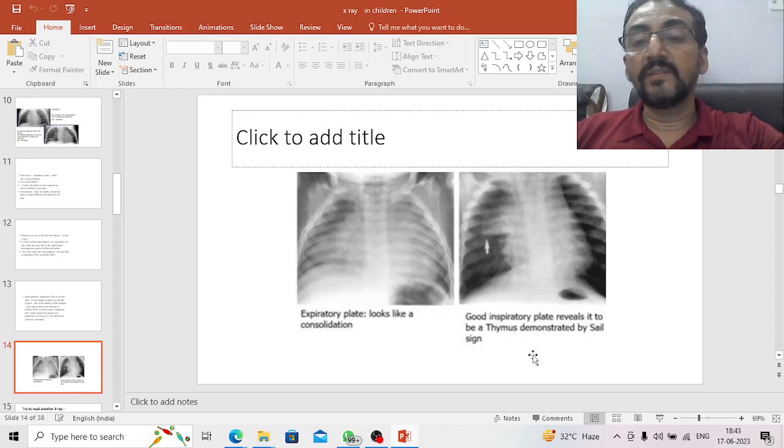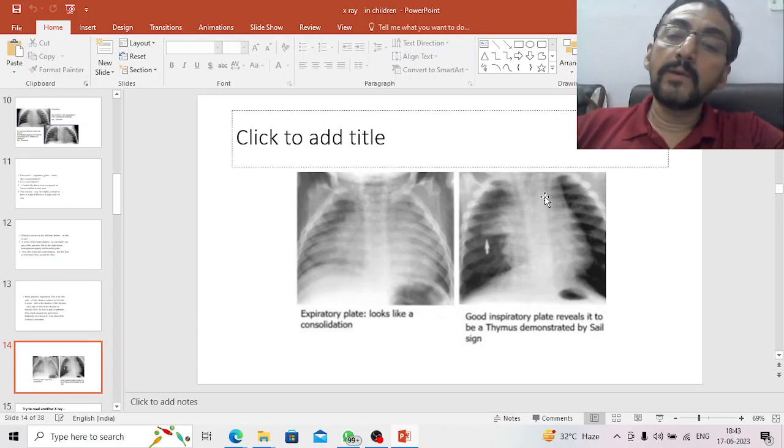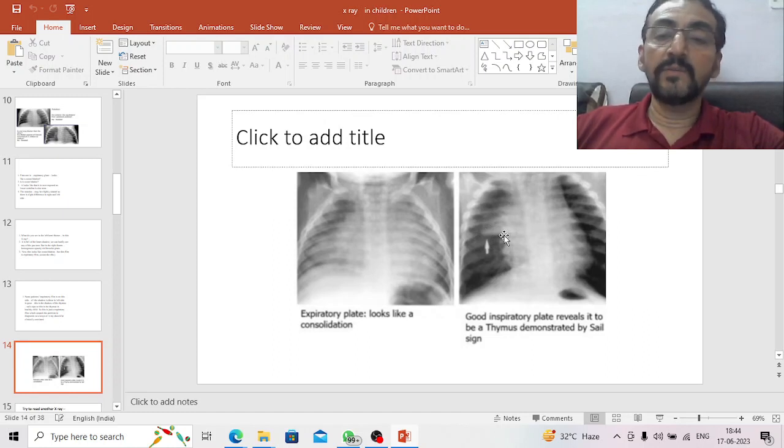Okay, now this is actually a good inspiratory plate. This is a very good inspiratory plate. The exposure is also good. So a good inspiratory plate reveals it to be a thymus demonstrated by the sail sign. Now here also see this particular portion, this looks more whitish. This whitish area is actually a shadow of the thymus. See the shape here like this. So actually this is a shadow of the thymus.